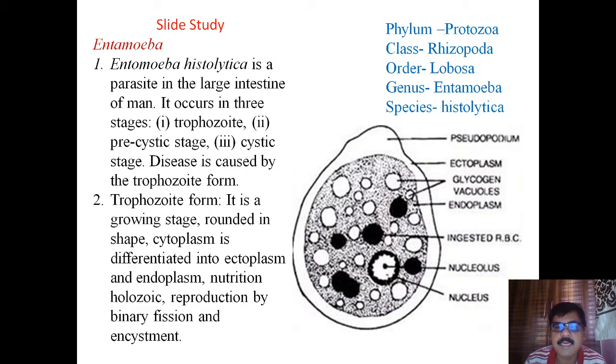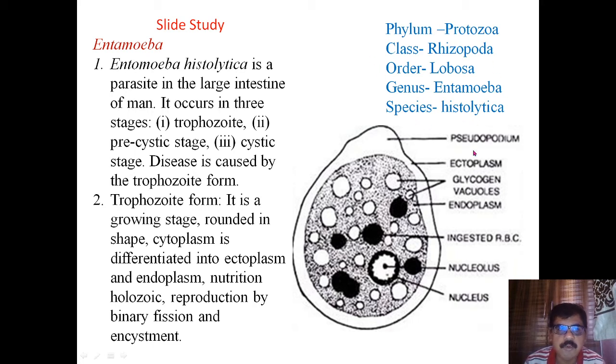Then the first slide is the Entamoeba histolytica. The classification of this Entamoeba: it belongs to the phylum Protozoa, class is Rhizopoda, order is Lobosa, the genus is Entamoeba, and the species is histolytica.